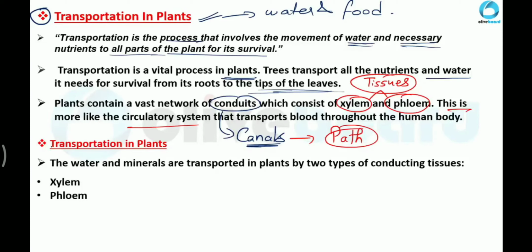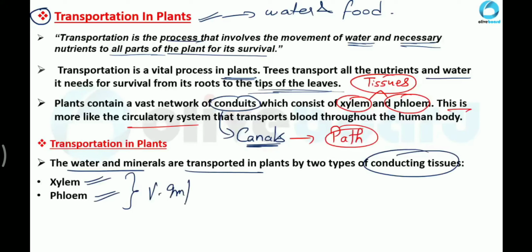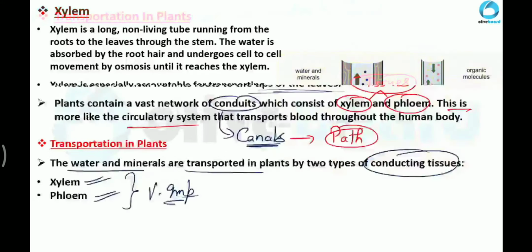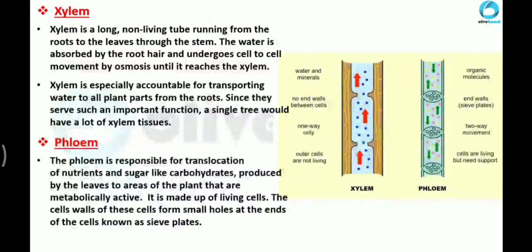So now, transportation in plants: the water and minerals are transported in plants by two types of conducting tissues. One is xylem and another one is phloem. Very, very important. I hope you are able to understand now. Now we will talk about xylem.